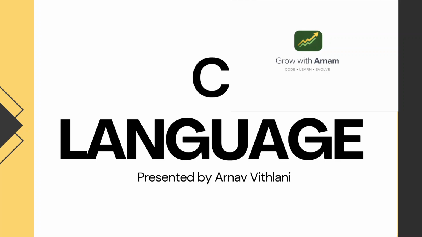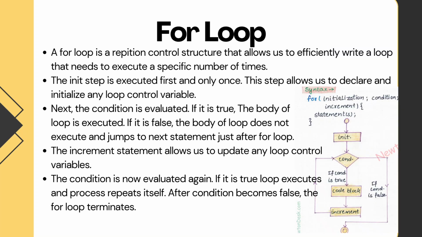And today we are going to do for loops. A for loop is a repetition control structure that allows us to efficiently write a loop that needs to execute a specific number of times. The syntax is given in the picture, in the right bottom corner.